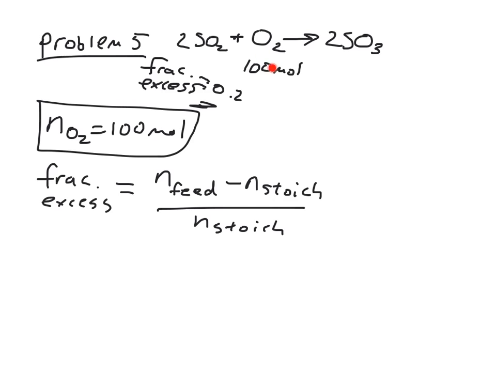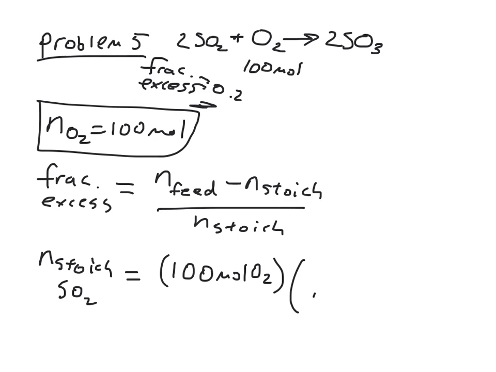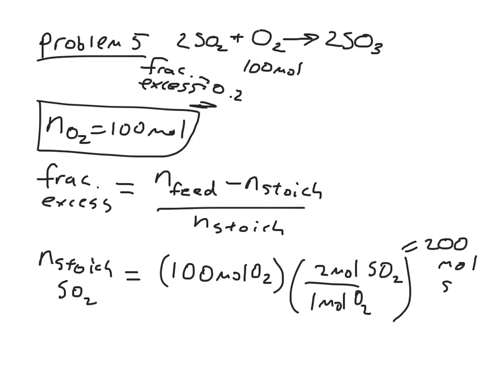So if the limiting reactant is O2, the stoichiometric amount of SO2 would be the equivalent based on the stoichiometric ratio. So let's just write that out. It's a lot of words to talk about, but I think it's easier to show it out. The stoichiometric of SO2 is equal to 100 moles O2 times 2 mole SO2 divided by 1 mole O2. And that's equal to 200 moles SO2.